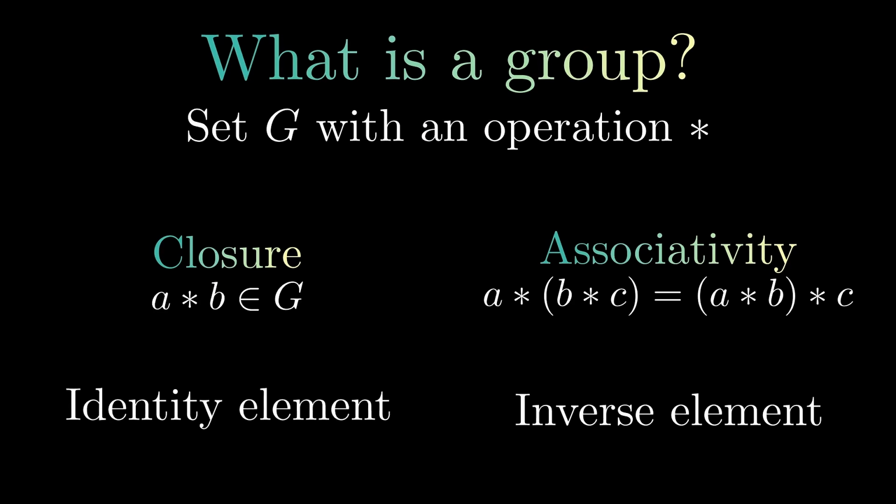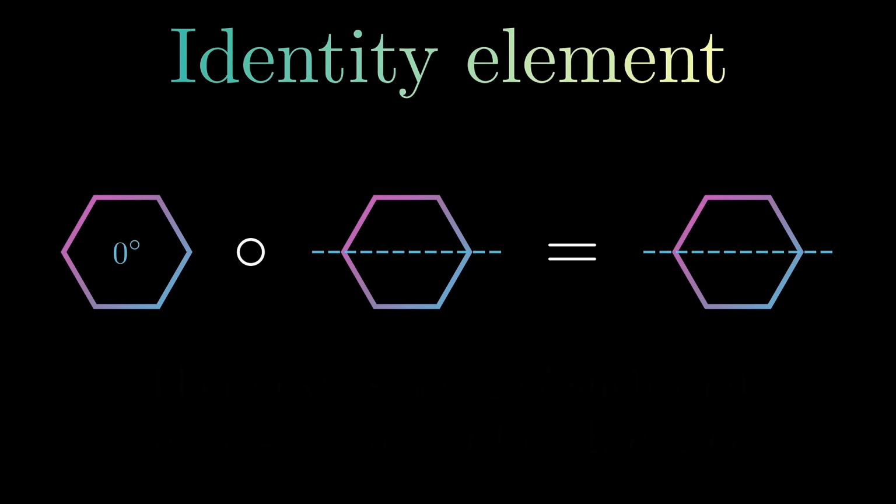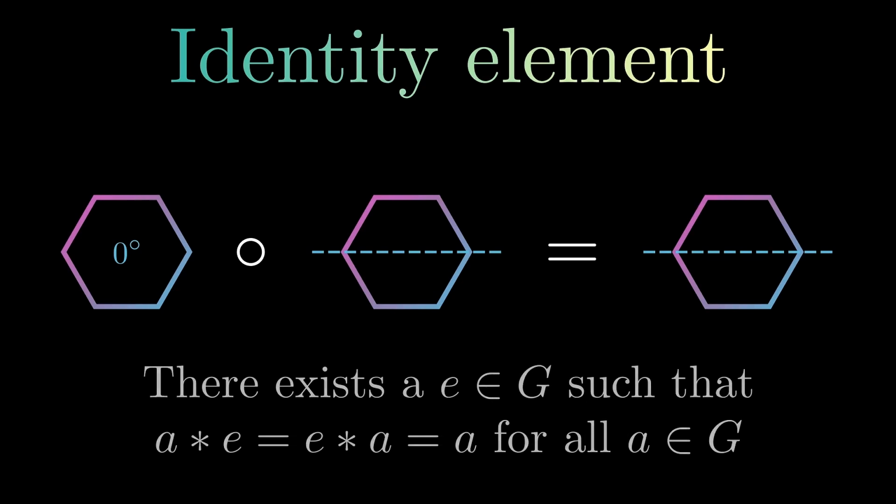Then we have the existence of an identity element. For instance, the 0-degree rotation does nothing, so we can compose this with any symmetry and it does not change the symmetry. In general, there should exist an element that, when combined with any other element, leaves it unchanged.